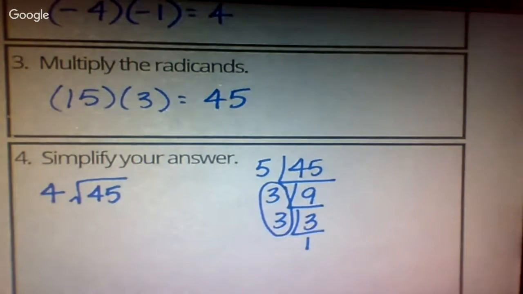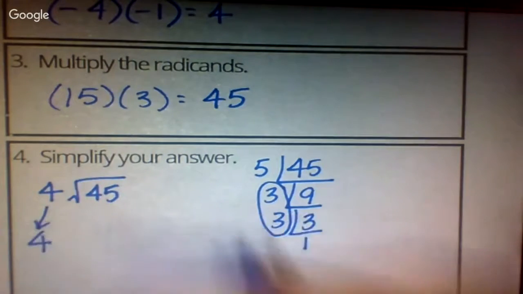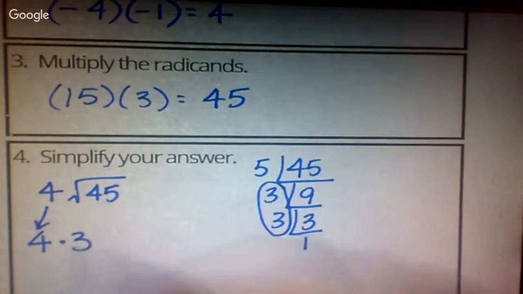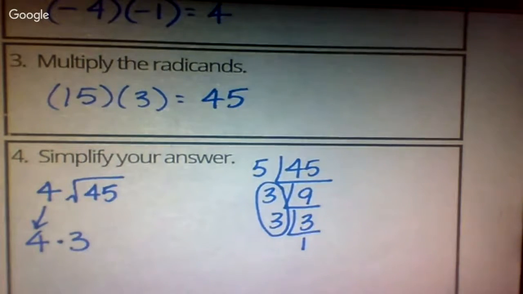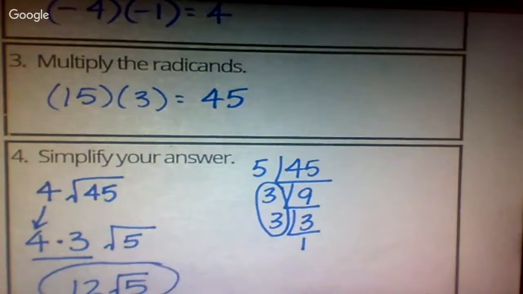So that means this 3 comes out front with my 4. I already have a 4 written there. I need to bring out the 3 that I've circled. What's left underneath my square root then? The 5. And finally, what's 4 times 3? 12 square roots of 5. Is that easy? I told you, I think multiplying is easier than adding and subtracting.